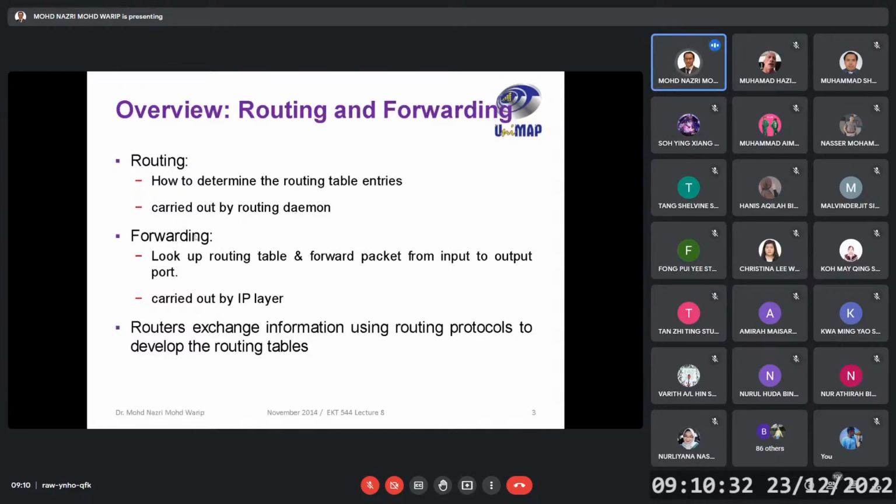Forwarding. What is that? Forwarding is looking up the routing table and forwarding the packet from the input to the output port. This is the function of forwarding. It is carried out by the IP layer. Routers exchange information using routing protocols to develop the routing table.